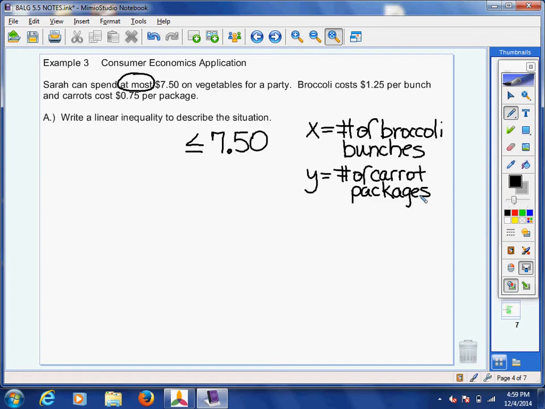cost. So this is going to end up being a standard form type of equation or inequality, because I know that $1.25 per bunch, that'd be $1.25x, plus 75 cents per package, that'd be 0.75 times y. Okay, so there's our inequality, and what we're going to do on the next page, if you'll go ahead and flip over to the next page, I'll be right with you in a second because I need to grab a calculator.